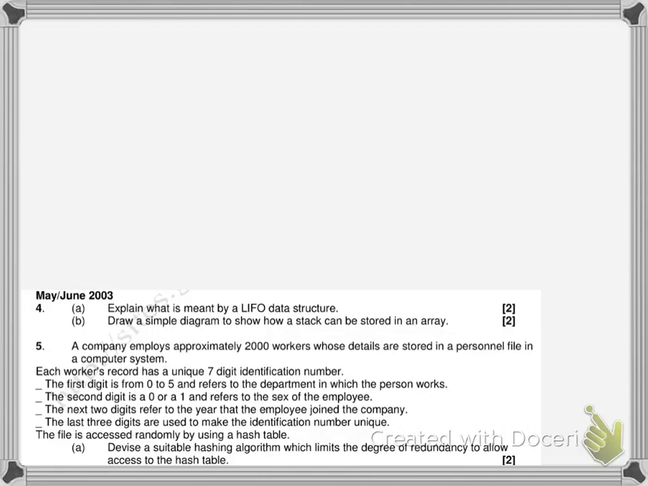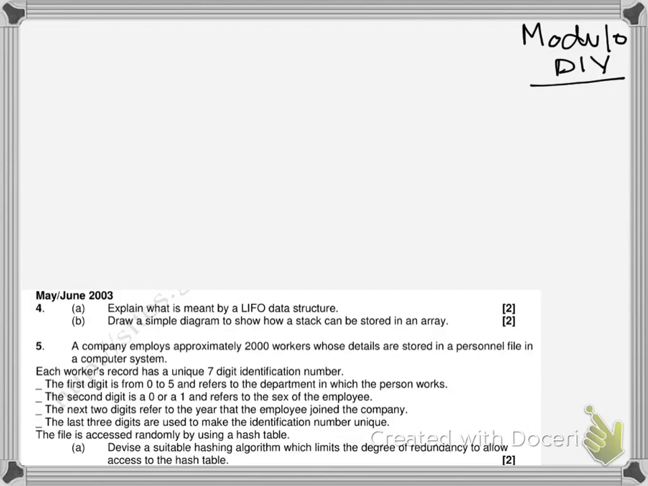Alright, so let's take this question from May-June 2003, question 5. This is basically the modulo division method for a hashing algorithm. What basically happens? Now look at this question. This question says that a company employs approximately 2,000 workers whose details are stored in a personal file in a computer. Each worker record has a 7-digit identification number.